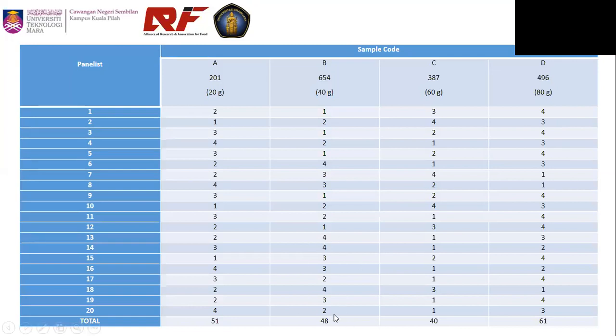Let's say this is the result from this sensory evaluation. If you look at here, I'll give you an example. Sample A is coded as 201, referring to 20 grams of sugar in the formulation. So 20 gram, 40 gram, 60 gram, 80 gram. The panelists should not know about this.